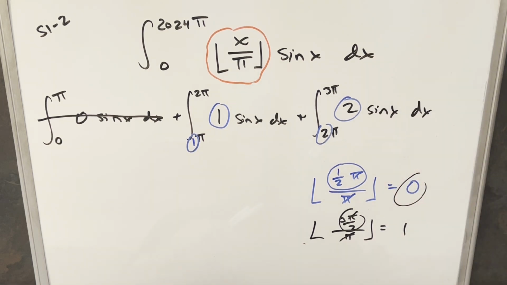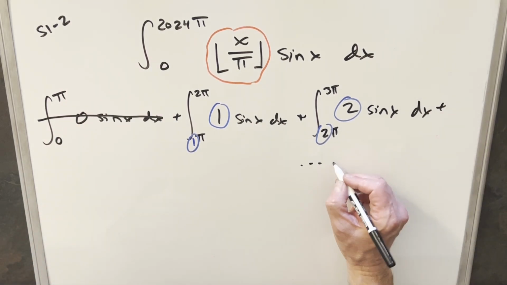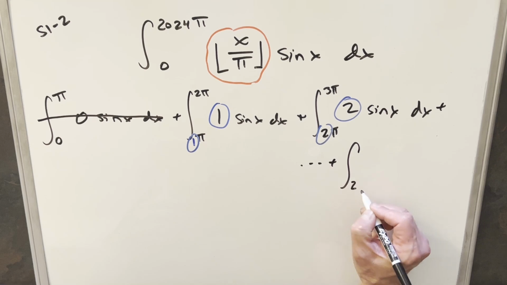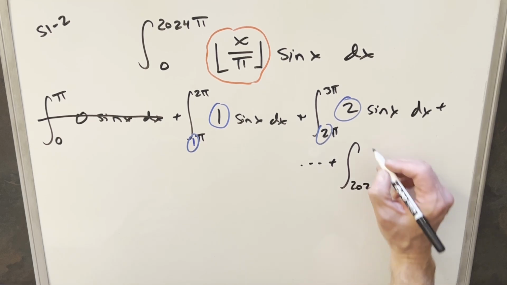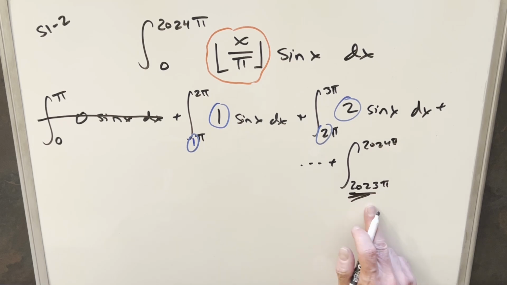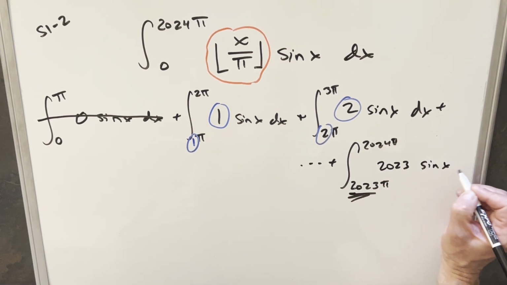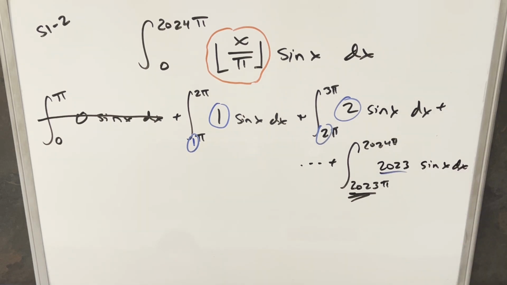I'm obviously not going to do 2024 of these, but we can look at the last one. This one is going from 2023 pi to 2024 pi. The floor is going to round us down, and we're going to get that value. So we're going to have a 2023 times sine x dx. But now I think we see the pattern here.